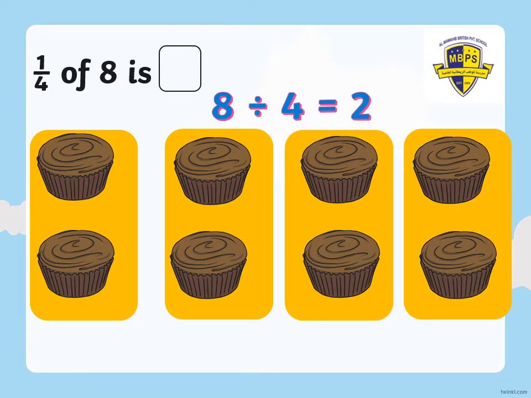Now students, on this slide we have to find 1/4 of 8. So when we have to find quarter, you need to divide by which number? Very good. You need to divide by number 4, which is in the denominator. So what is 8 divided by 4? In the table of 4, 4 times which number gives you 8? Very good. 4 times 2 is equal to 8. So 1/4 of 8 is equal to 2.